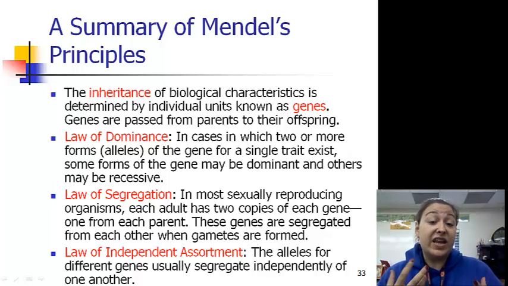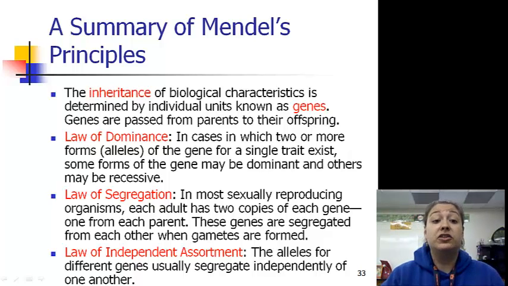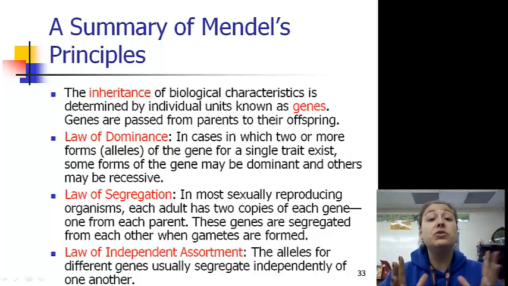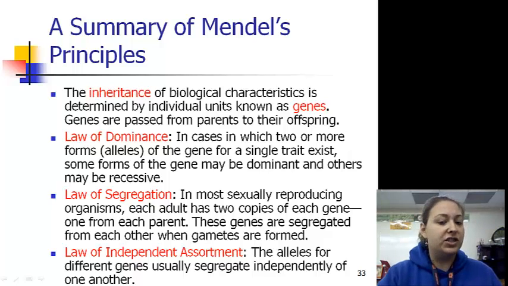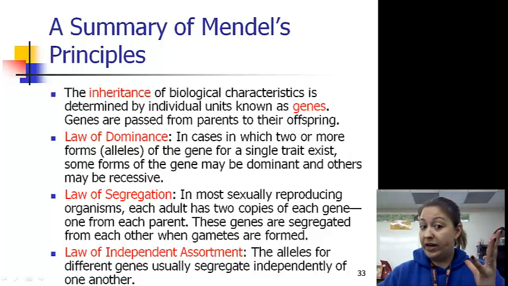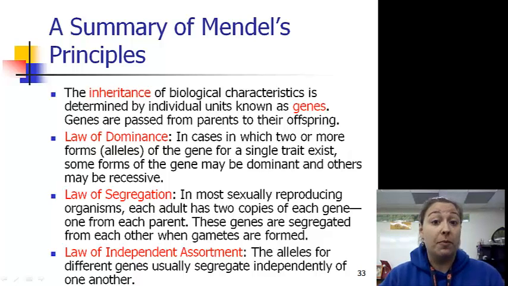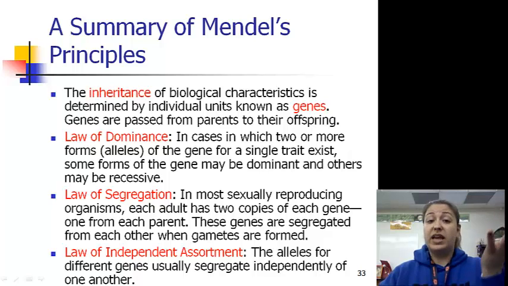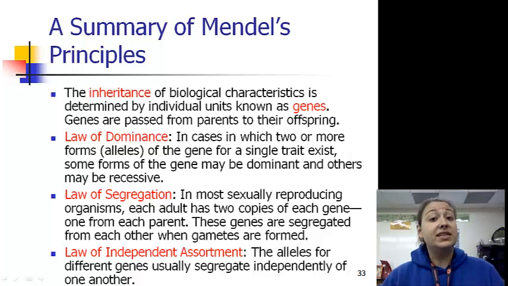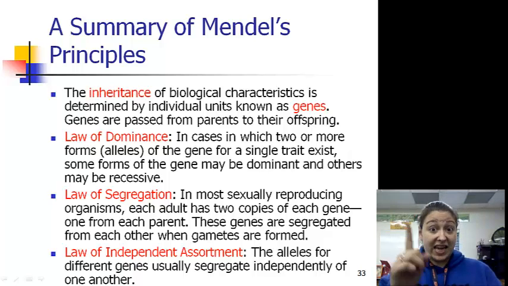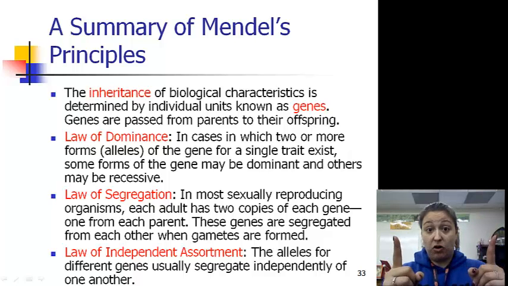He came up with the idea of inheritance, which says biological characteristics are determined by the individual units known as genes, and genes are passed down from parent to offspring. Now he came up with the law of dominance, which says that some alleles are dominant, and it only takes one of them to be expressed, and others are recessive. Now he also came up with the law of segregation that says any egg can pair with any sperm.